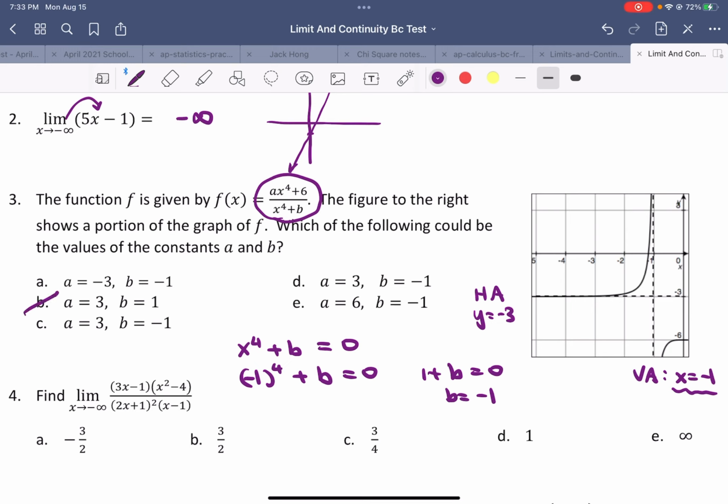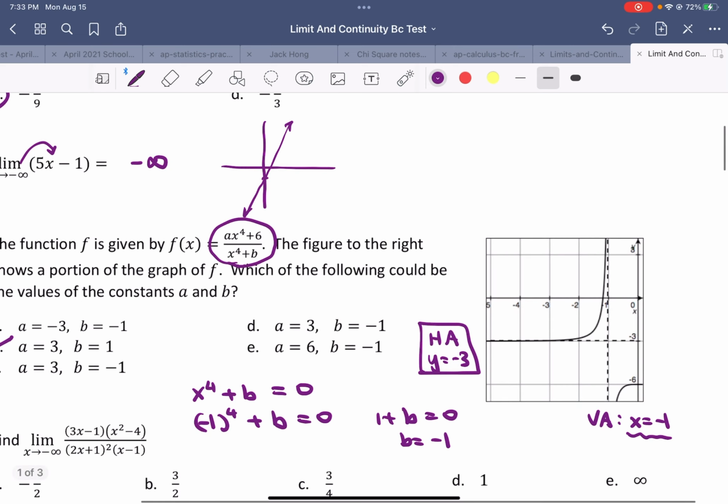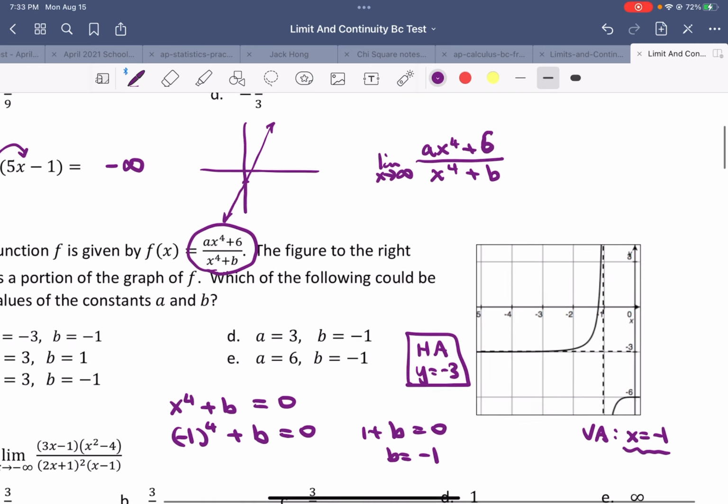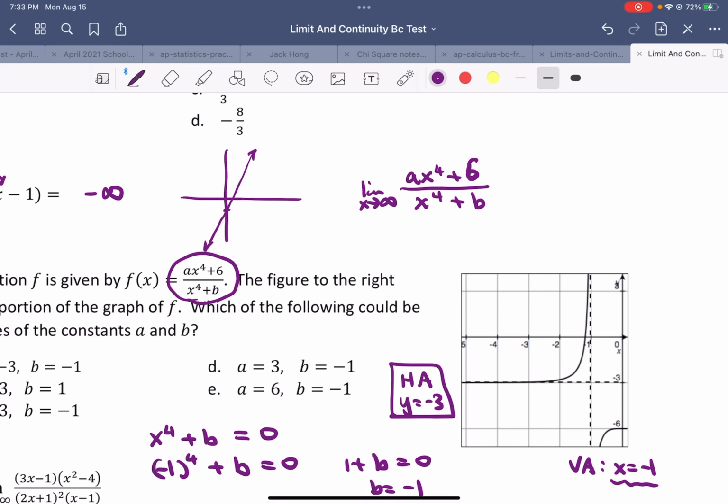Now let's use the horizontal asymptote. By definition, it's the limit as x approaches infinity of f of x, so ax to the fourth power plus 6 all over x to the fourth power plus b. The 6 and b look about the same, but the 6 is in the numerator and b is in the denominator. As long as you have the same power in the numerator and denominator, you take the coefficients. So that's just a over 1.